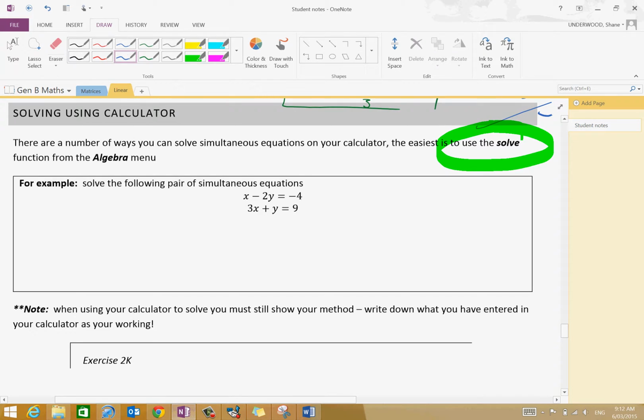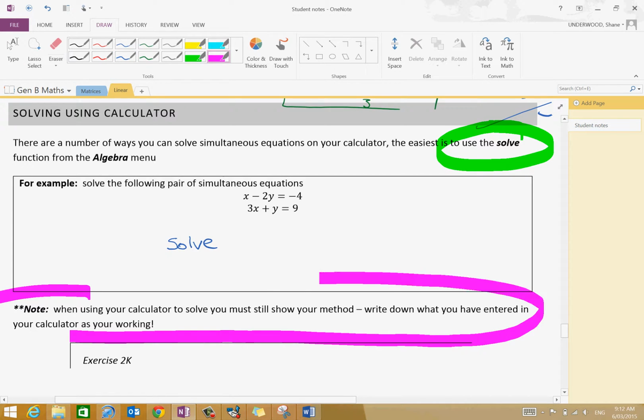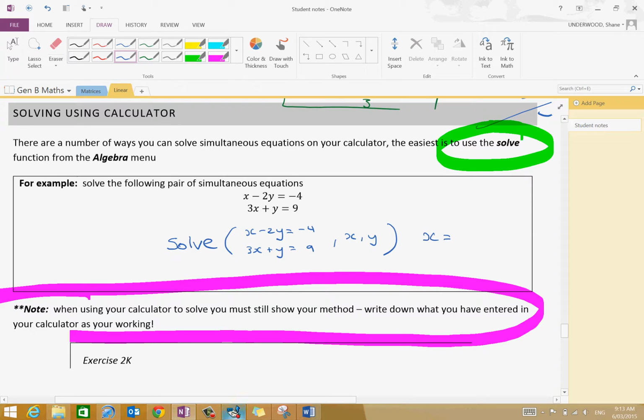So pretty straightforward. But you need to write out what you're doing in the calculator. You must show your method. So if you're doing something in your calculator, you write that you're solving x minus 2y is equal to negative 4, 3x plus y is equal to 9, comma x, comma y. That's effectively what you're doing. So x is equal to 2, and y is equal to 3.